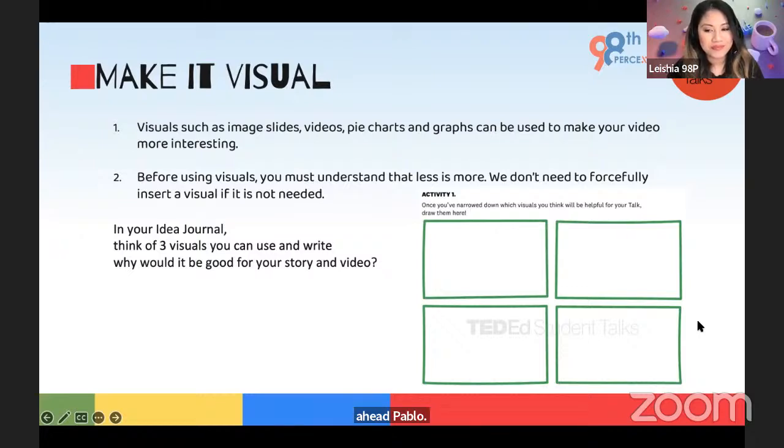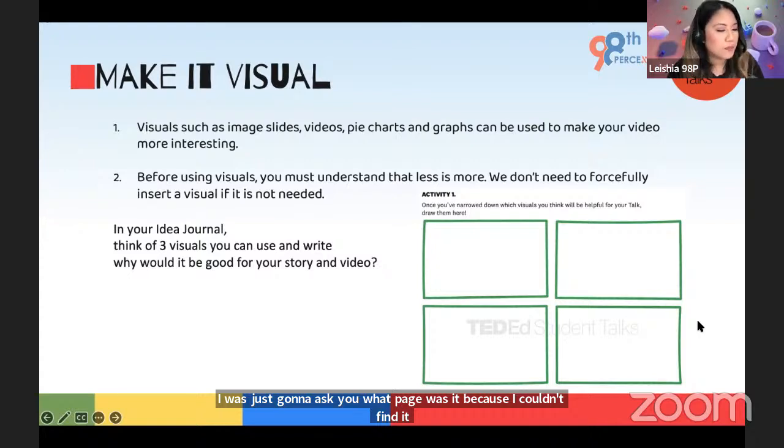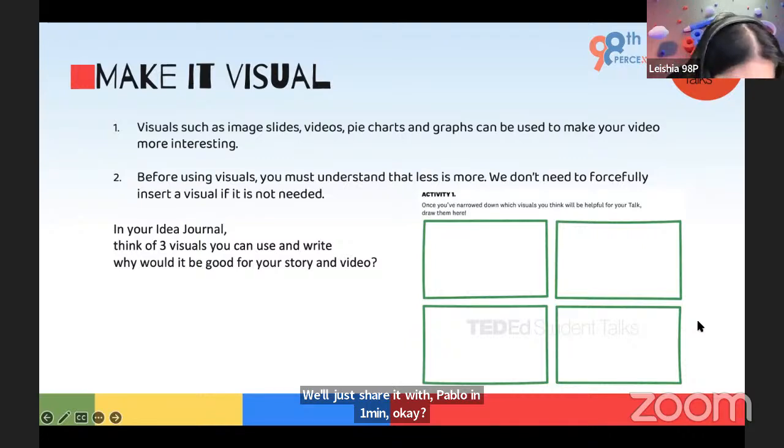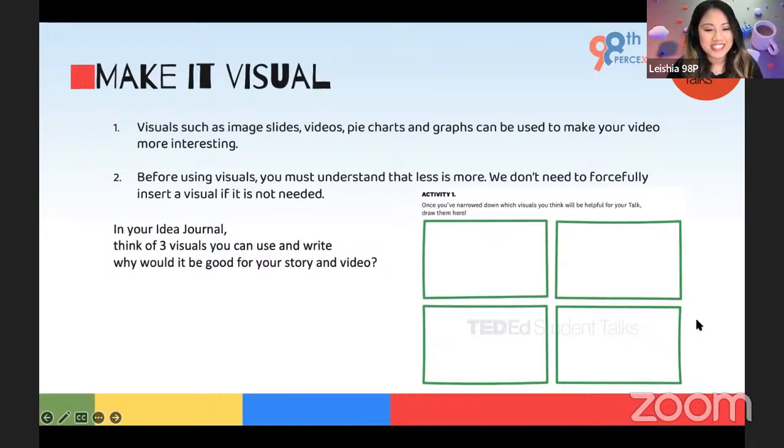So I was just gonna ask you what page was it because I couldn't find it. That's a good question, and the support team should have that answer. What page of the idea journal would this activity be in? Alicia, we'll just share it with Pablo in 1 minute, okay? Okay, perfect. So Pablo will help that for you, okay? But it should be big green squares. Wait, is it? Yes, that is correct. Good job, Pablo. So go ahead, I'll give you a minute to go to write those down. Okay, thank you for sharing that, Pablo.